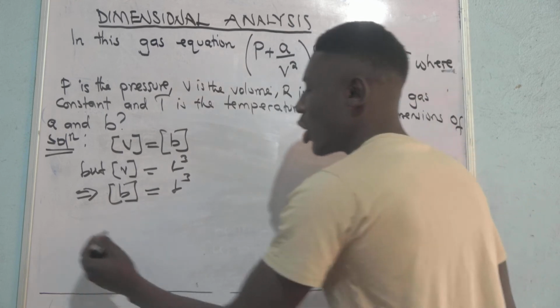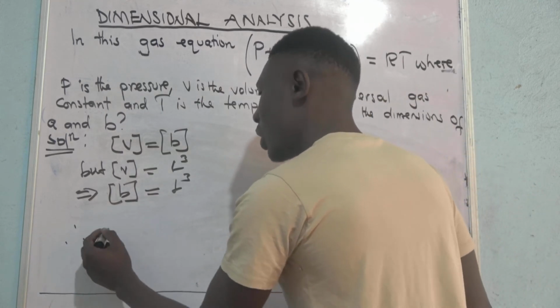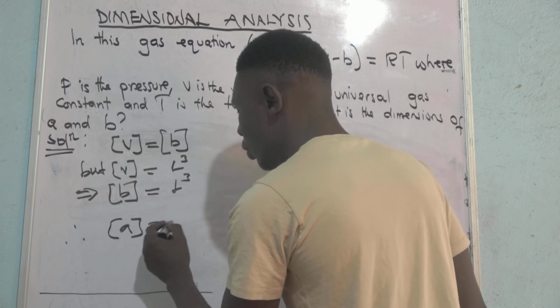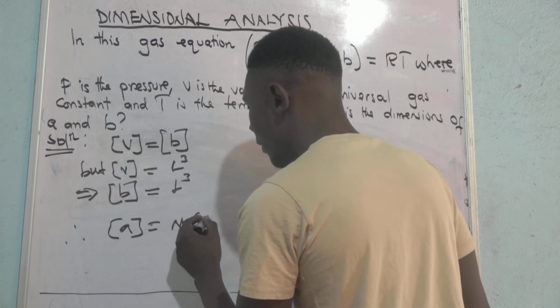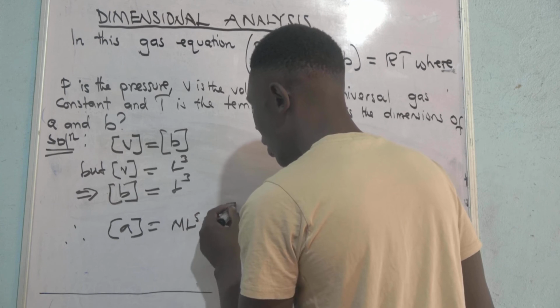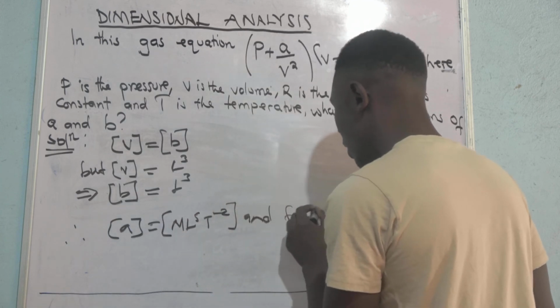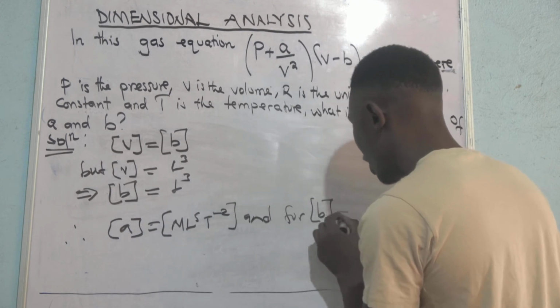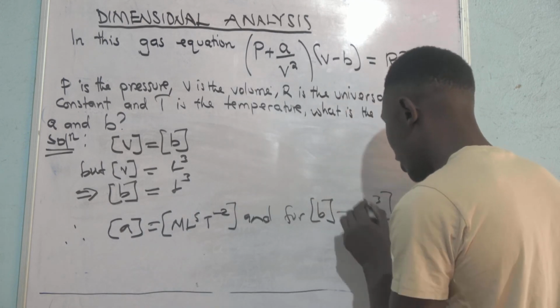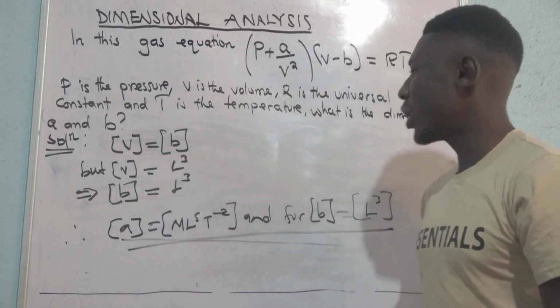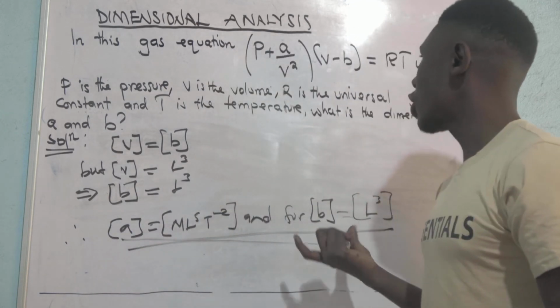Now we can conclude by saying that the dimensions for a are simply ML to the power 5 T to the power negative 2, and for b, we have L to the power 3. So this is how you find the dimensions for a and the dimensions of b from this gas equation.